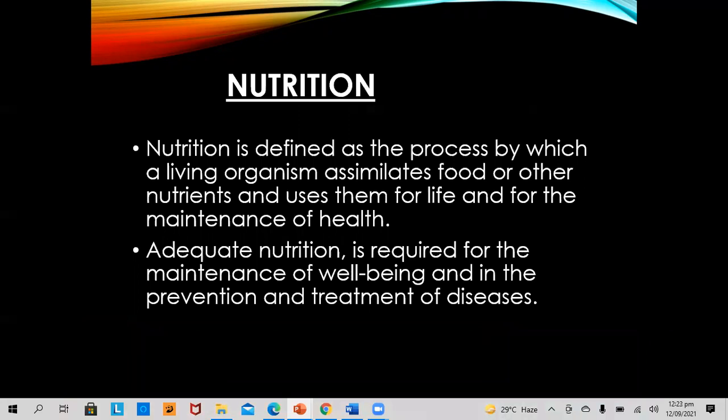Nutrition. Nutrition is defined as the process by which a living organism assimilates food or other nutrients and uses them for life and for the maintenance of their health. Adequate nutrition is required for the maintenance of well-being and in prevention and treatment of disease. These are the facts we all know.